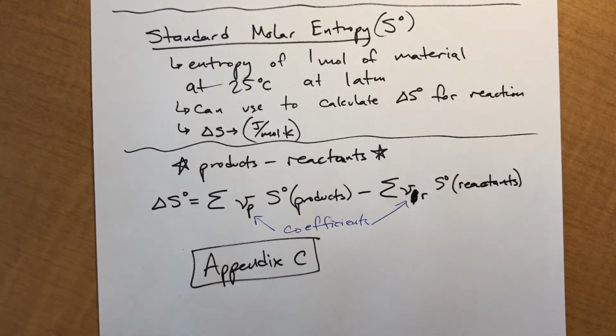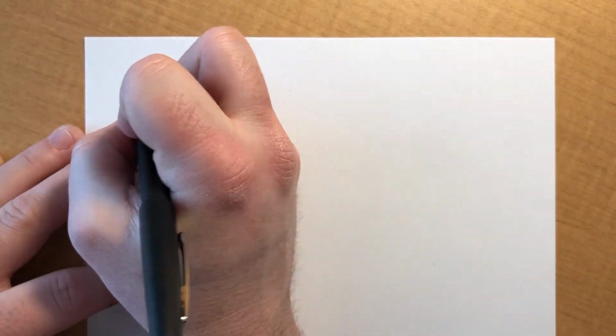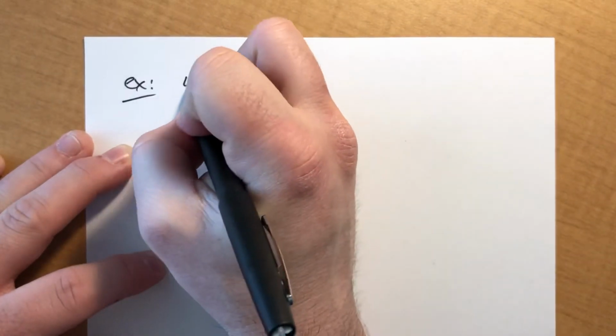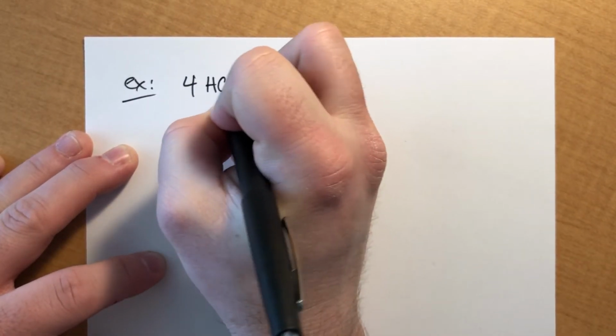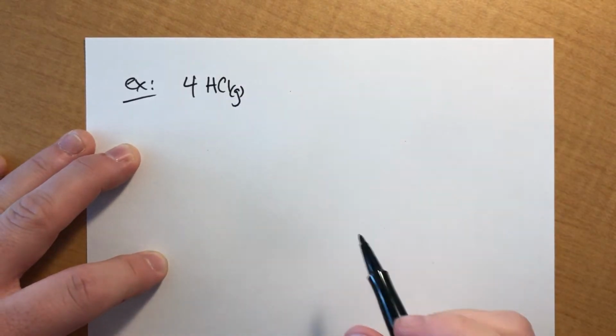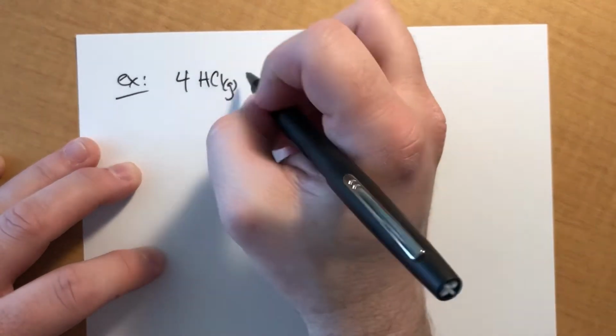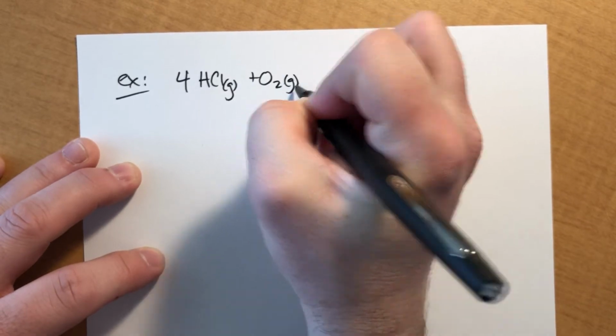Okay, but let's try an example. I will also be posting Appendix C on course so that you guys have a variation of this to look at. So let's just try an example. Let's say we've got this reaction. For HCl gas, the state symbols will matter a lot for looking these things up. So please pay attention to that.